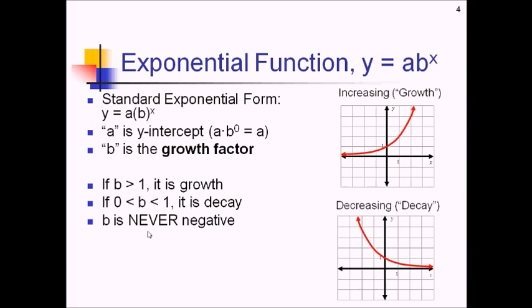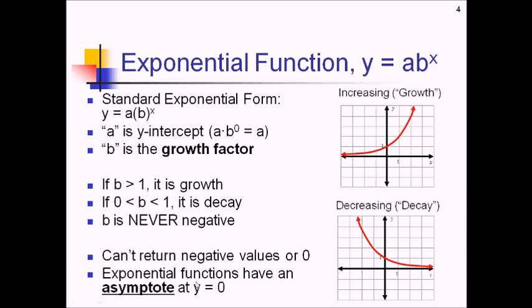So no negative bases. Now with exponential functions, you'll notice here that we're getting closer and closer to the x-axis, but we can't actually touch it or cross it. Same thing up here with growth. And this is because if you're raising a positive number, and we said b has to be positive, to an exponent, multiplying it by itself, there's no way you're going to get a 0 out of that or a negative number. So exponential functions can't return negative values or 0. And we can go a little bit further and say that we have a horizontal asymptote at y equals 0, whether you have growth or decay.